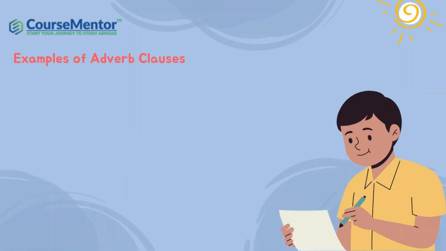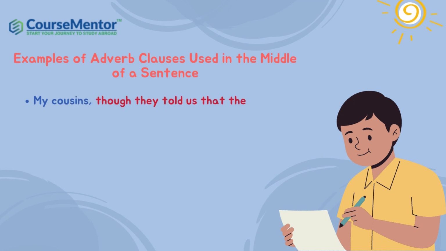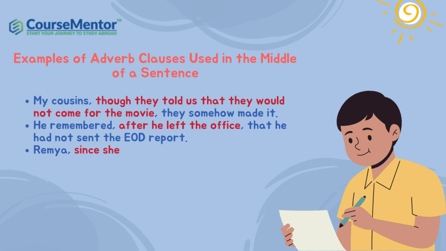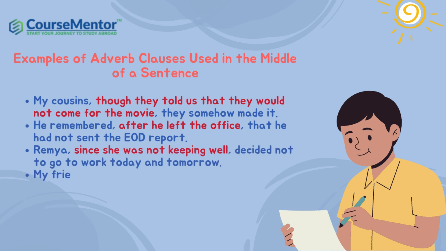Examples of adverb clauses used in the middle of a sentence. My cousins, though they told us that they would not come for the movie, they somehow made it. He remembered, after he left the office, that he had not sent the EOD report. Remia, since she was not keeping well, decided not to go to work today and tomorrow.